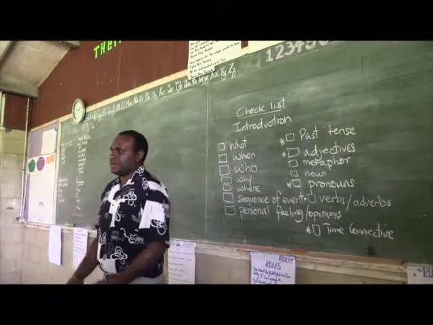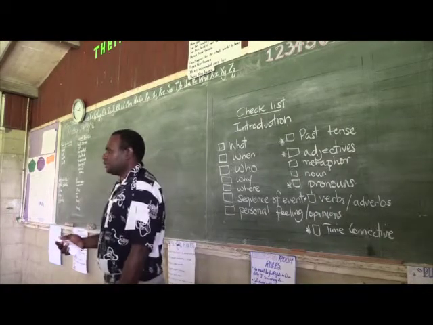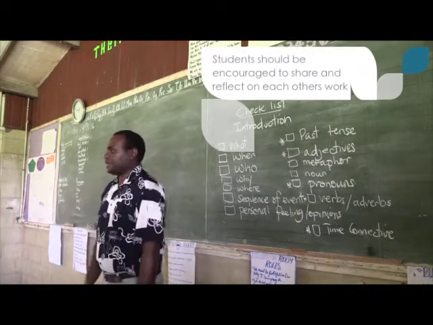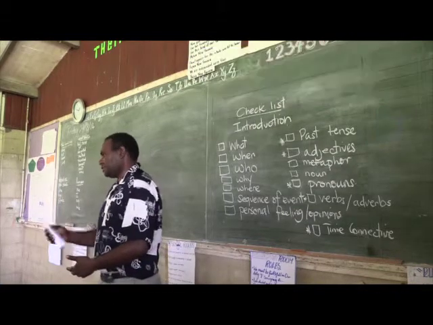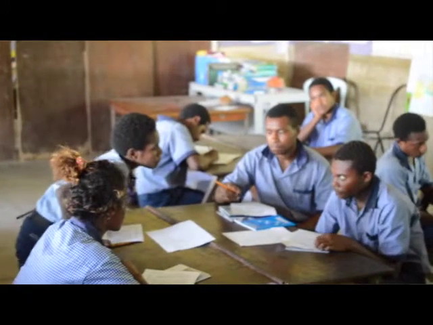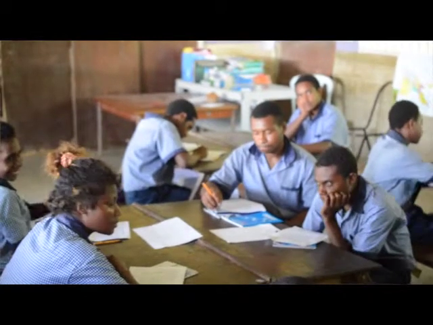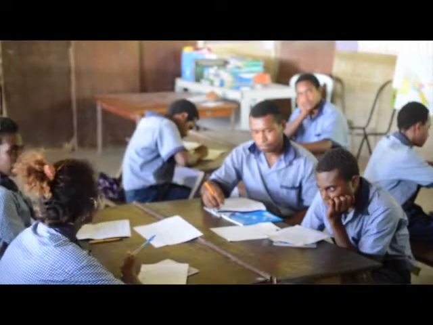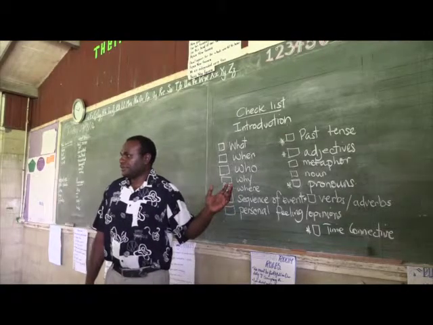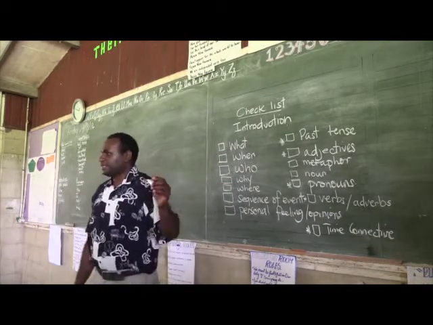I would like you to swap your recount with your partner that is sitting close to you. We will go through the checklist together with your partner's work. So I'd ask you now to swap over the papers. You look at your partner's work. As I go through the checklist, you can use different colors to underline, circle, or tick those things that are mentioned in the checklist. Are you all with me? Yes. Good. You should have a different color pen to show that these are different things there.